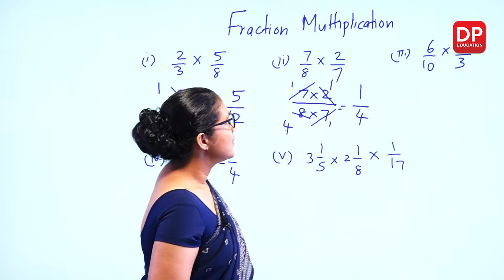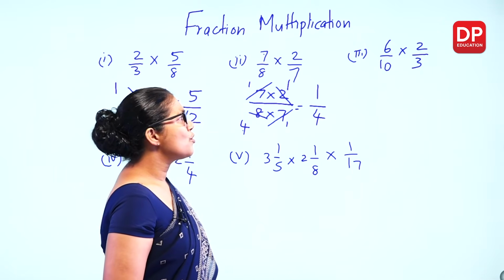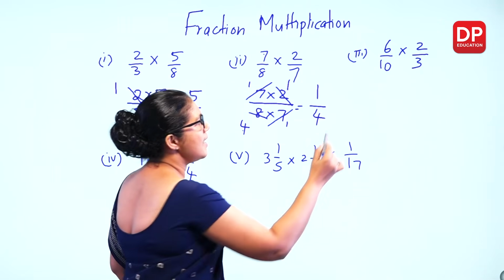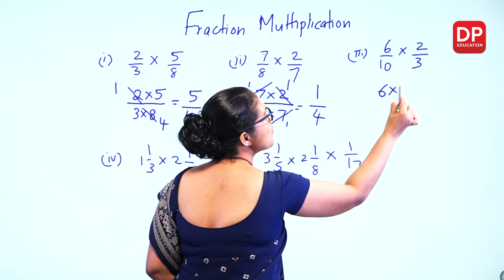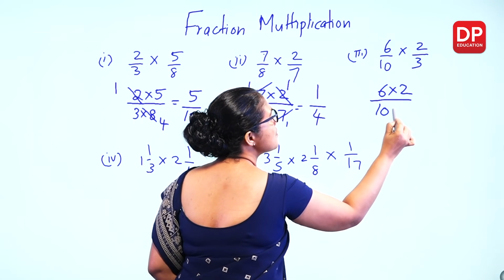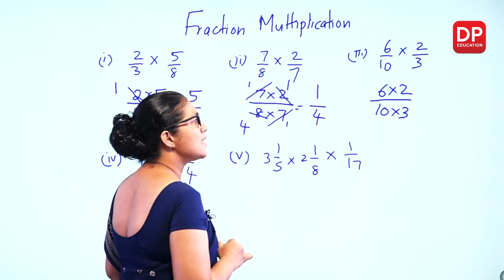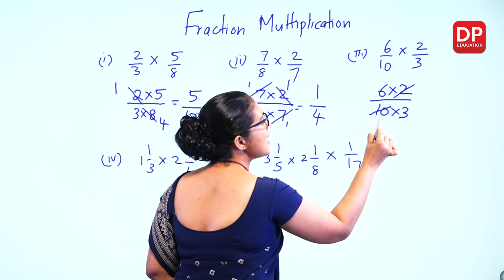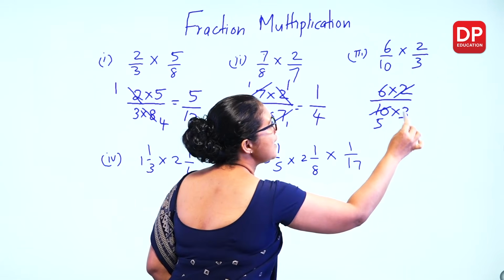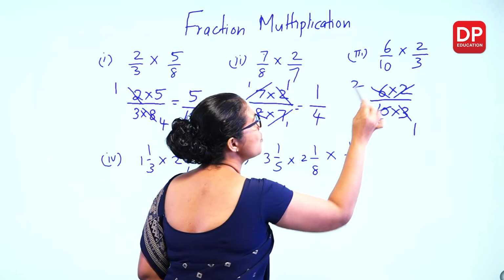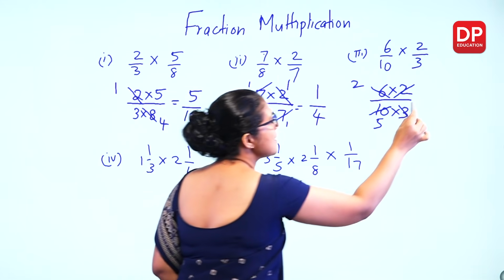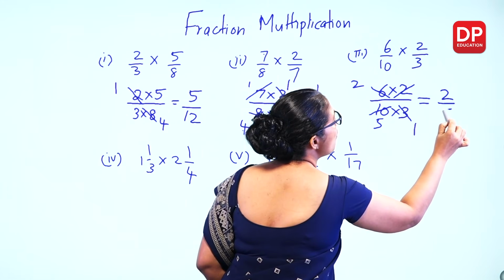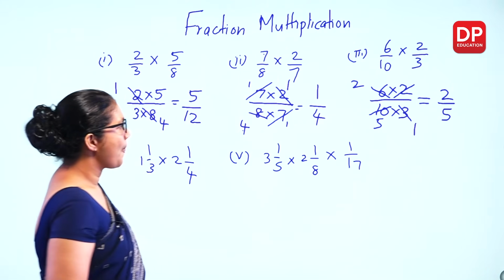What about this one? 6 over 10 times 2 over 3. Again, I can write this as 6 times 2 in the numerator, 10 times 3 in the denominator. Simplify further: 2 with 10, you get 5; 3 with 6, you get 2 here. So what's the final answer? You get 2 over 5.